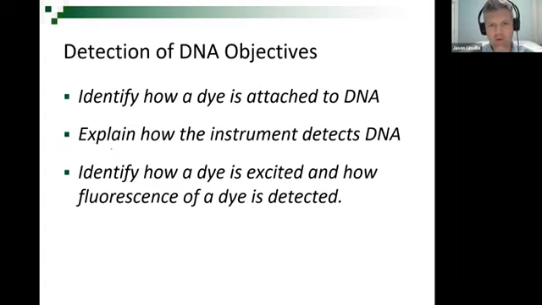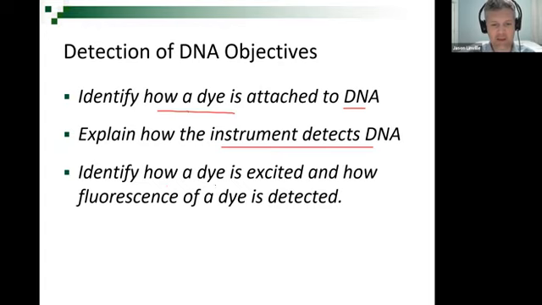Now what we're going to talk about is, after we prepared it, they go through the capillary, and then when they hit that detector, magically there are peaks. We're going to take some of the magic out of what happens at that detection window. We'll identify how a dye is attached to the DNA and explain how the instrument detects it. There's a lot of repetition here because the instrument detects the DNA since there's a dye attached to the DNA.